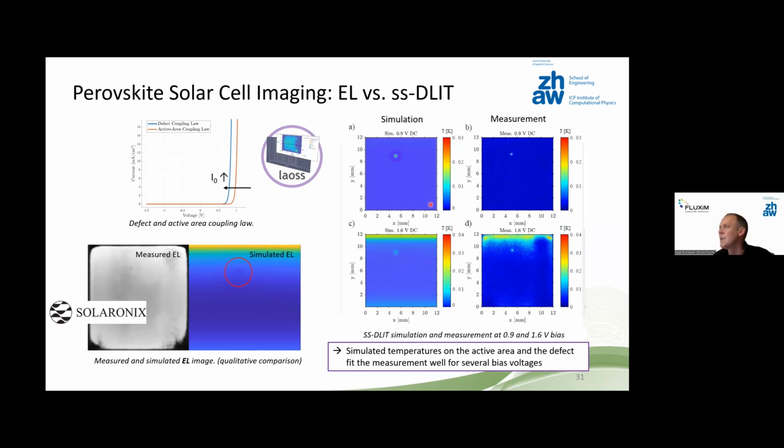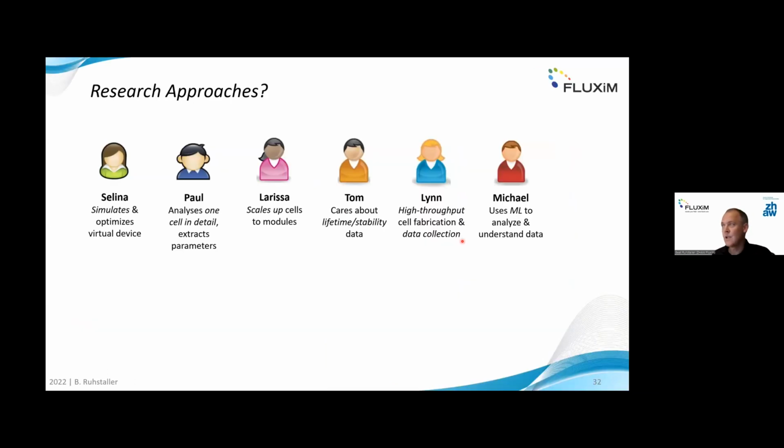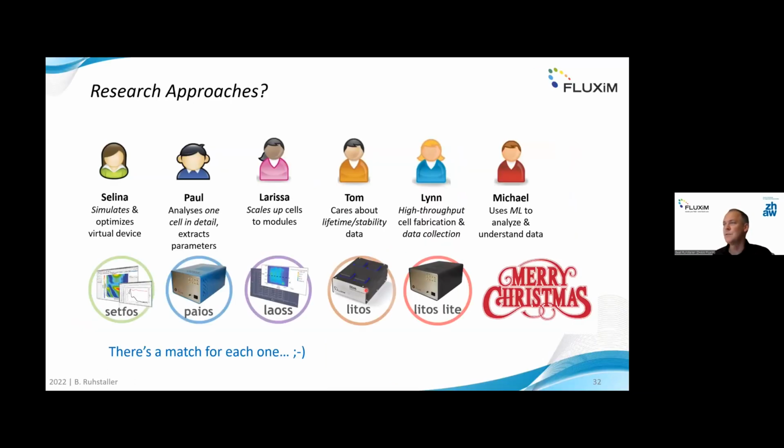Now the model description for 0.9 and 1.6 volts is shown here. We see the shunt, how it behaves, and also the shunt plus the heating at the boundary can be quite well reproduced qualitatively and quantitatively. So with this, I'm going to conclude.